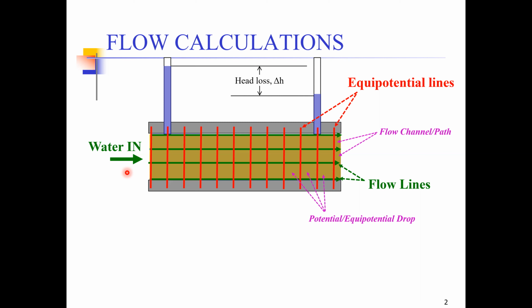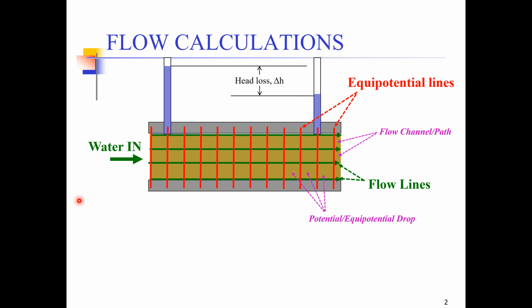We studied the main characteristics of a flow channel, that the amount of water flowing through each flow channel is constant. It means that whatever is the amount of water flowing in flow channel number 1, the same will be the amount of water flowing through flow channel number 2 and flow channel number 3. In the same way, the head loss between two equipotential drops is the same. So whatever is the head loss in this space, the same will be the head loss in any of the other spaces in this figure. So these are some of the basic concepts that we studied in the last class.